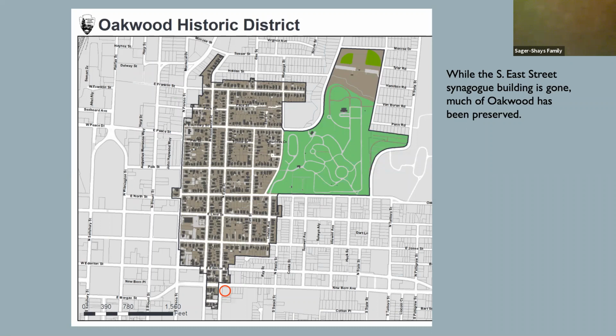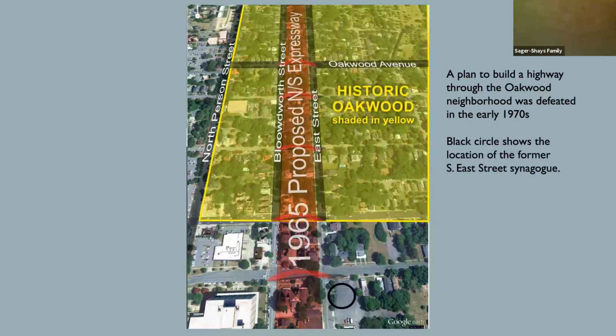And frankly, we came close to losing it. In the late 60s, early 70s, there was a plan to blast a highway through. And I've circled in black there where our synagogue building was. There's another map that shows there's an off-ramp from the highway going through that property. But Oakwood would have been considerably different, with development appropriate for being adjacent to a highway. It's kind of remarkable that the neighbors were able to push it back.